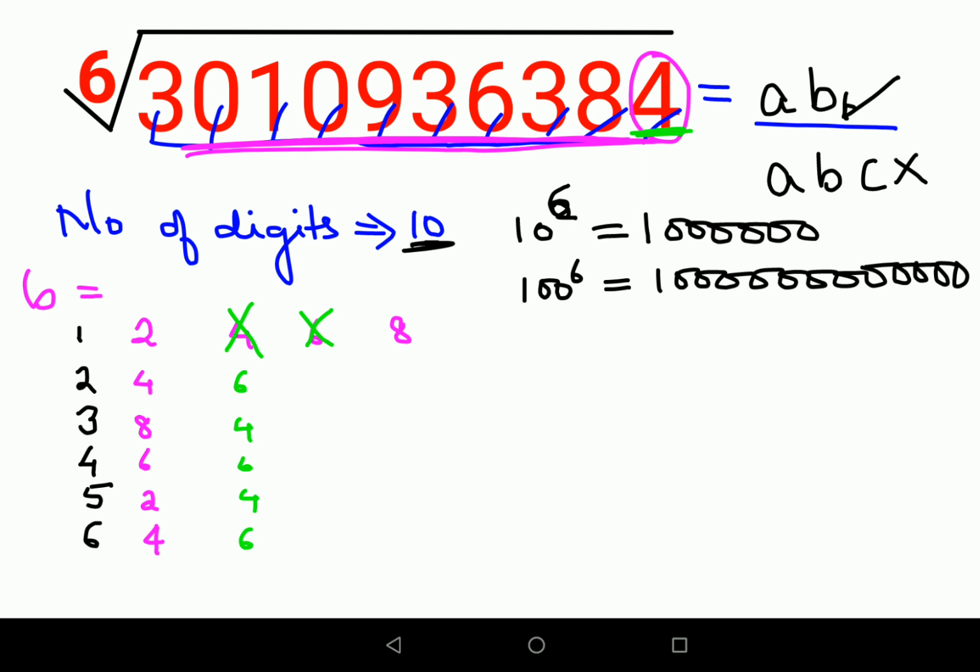Now let's look at 8 as well. 8 raised to 1 gets you 8. Then 8 raised to 2, last digit is 4. Then 8 raised to 3, last digit is 2. Then 8 raised to 4, last digit is 6.